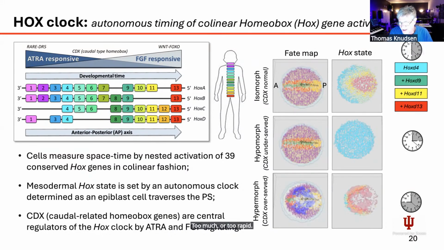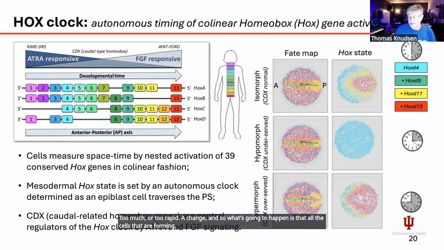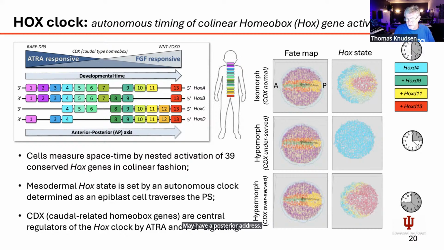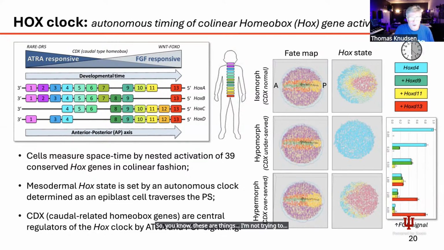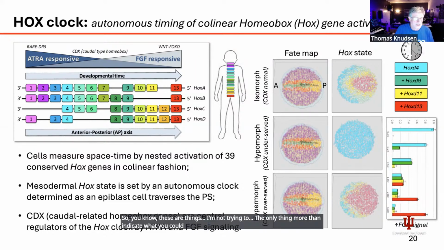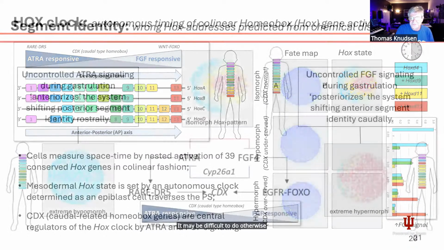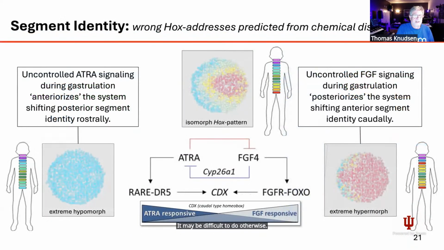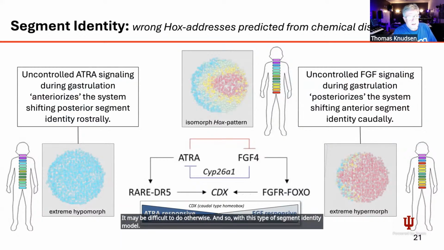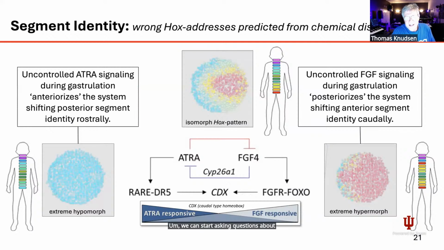And so what's going to happen is that all the cells that are forming may have a posterior address, even though they might be destined for anterior positions. So, you know, I'm not trying to do anything more than indicate what you could do with a CompuCell3D model that it may be difficult to do otherwise. And so with this type of segment identity model, we can start asking questions about how chemicals may be affecting the fate of different mesodermal cells.